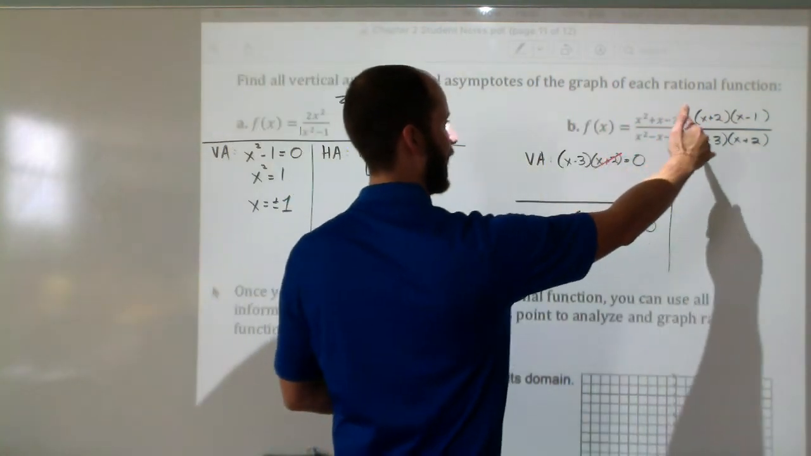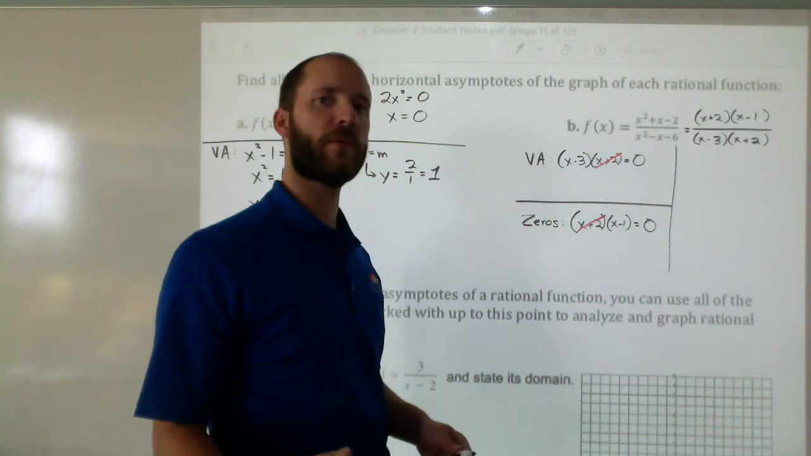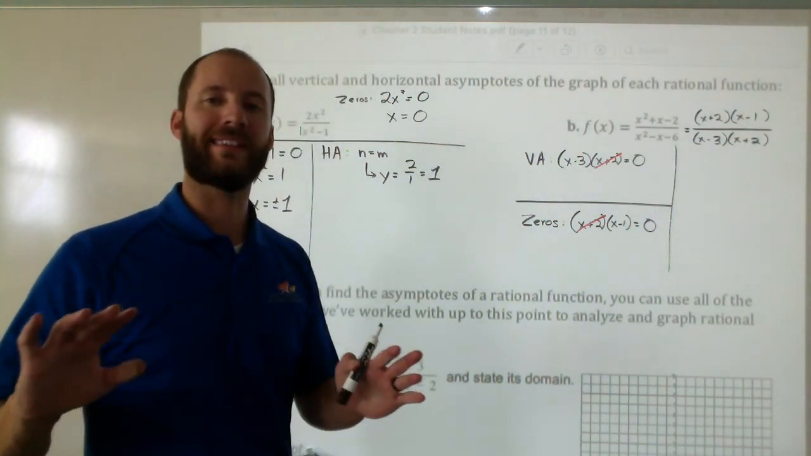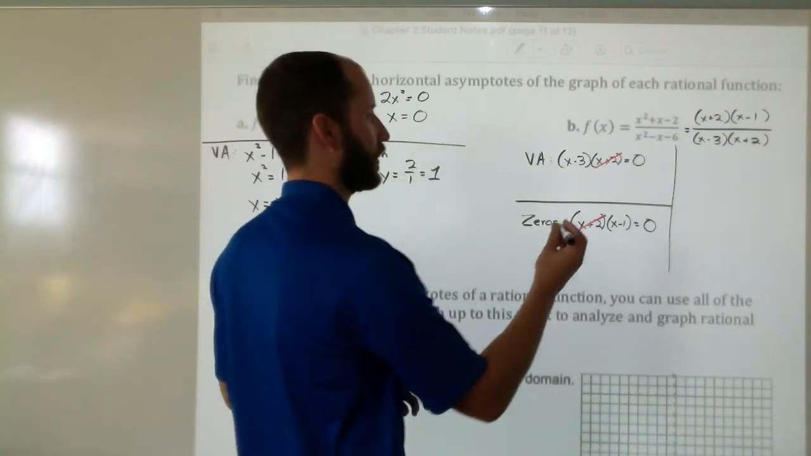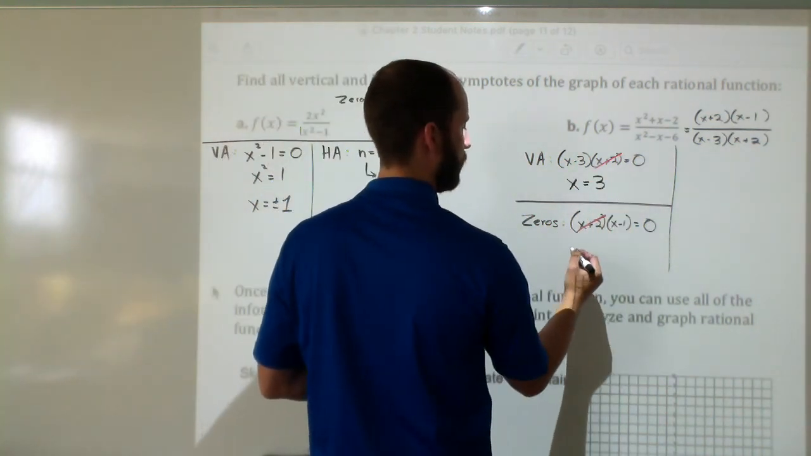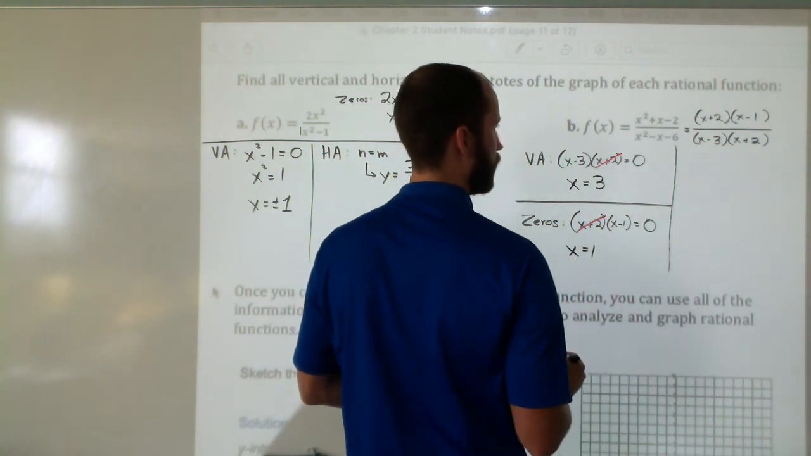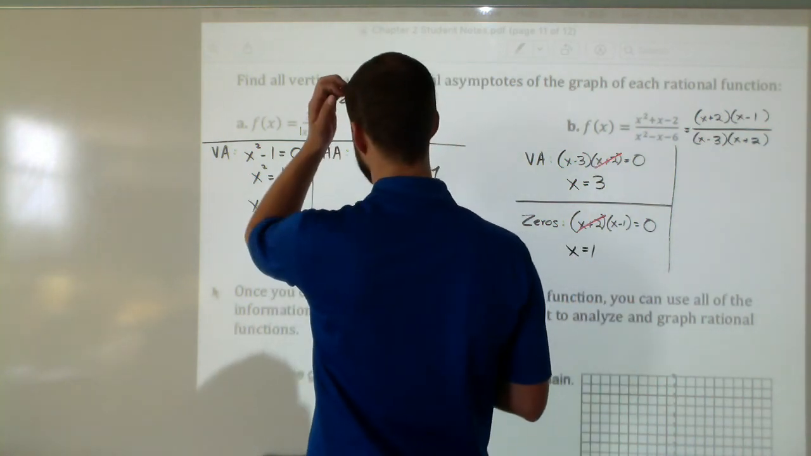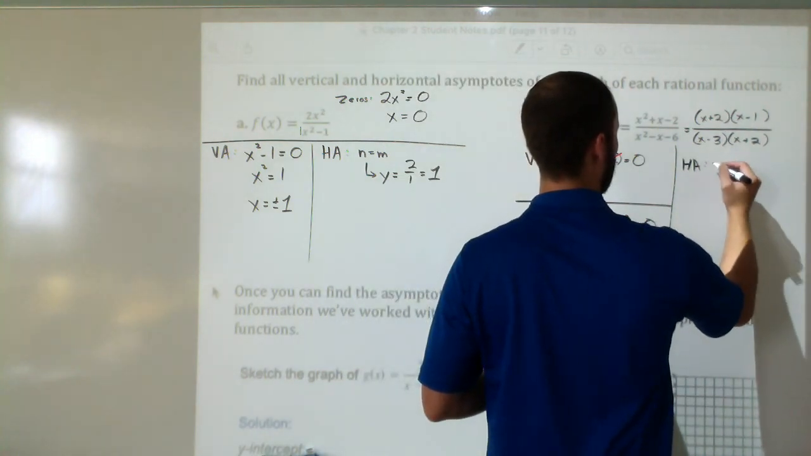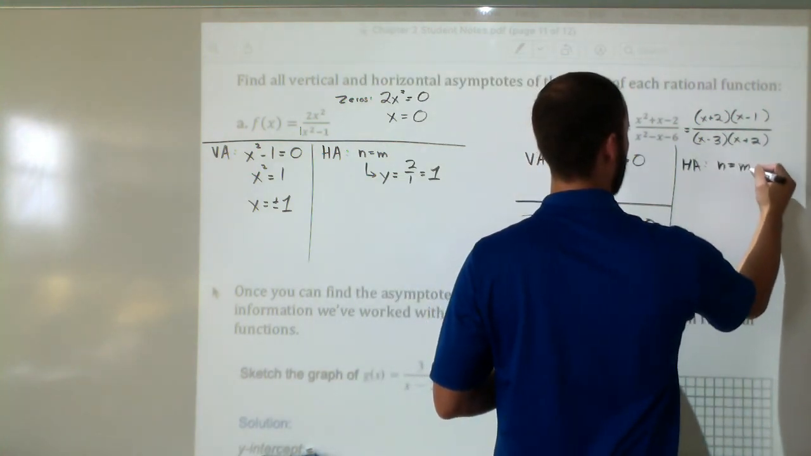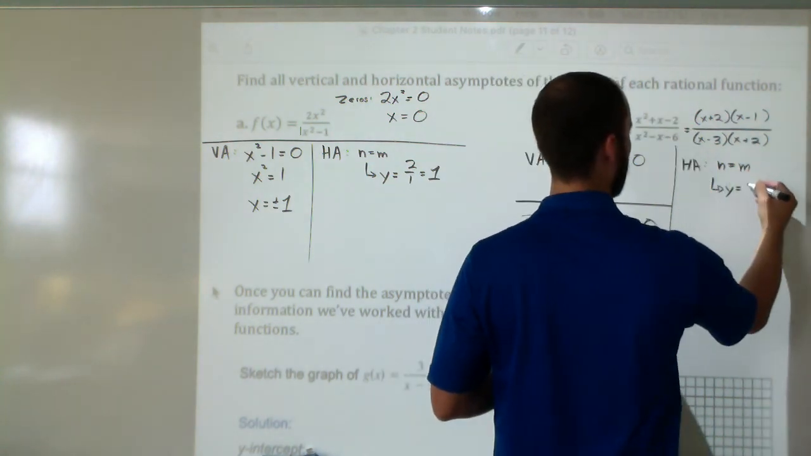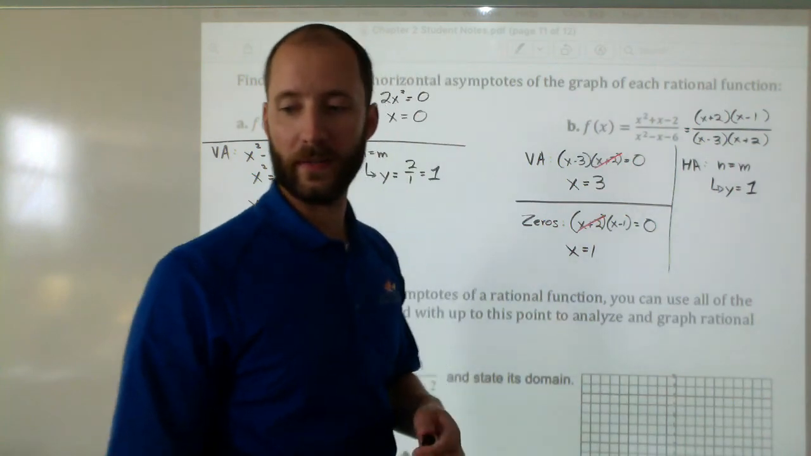But recognizing a common factor as a removable discontinuity that results as a hole in the graph, it does not factor into the zeros or the vertical asymptotes at all. So a vertical asymptote at x equals 3, a 0 at x equals 1. Horizontal asymptote, same thing happened again. N equals m, therefore y equals 1 over 1, which is just 1.